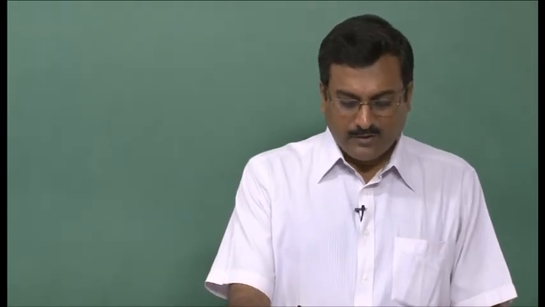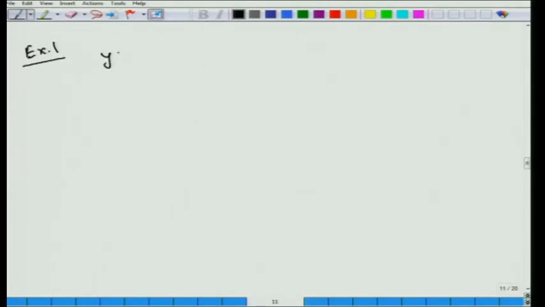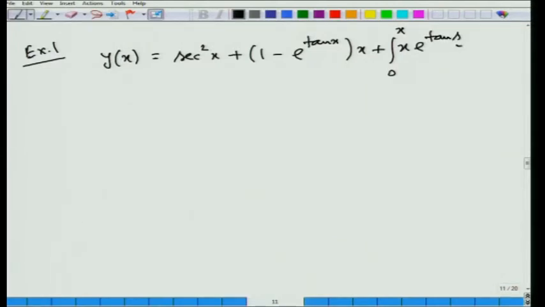This particular method is applicable for problems like, suppose we have to solve this problem: y(x) is equal to sec square x plus (1 minus e to the power 10x) multiplied with x plus the integral from 0 to x of e to the power 10s y(s) ds, where x is less than pi by 2. In this problem, if we choose this entire quantity, that is sec square x plus (1 minus e to the power 10x) times x, as f(x), then again it would be very difficult to apply the Adomian decomposition method.